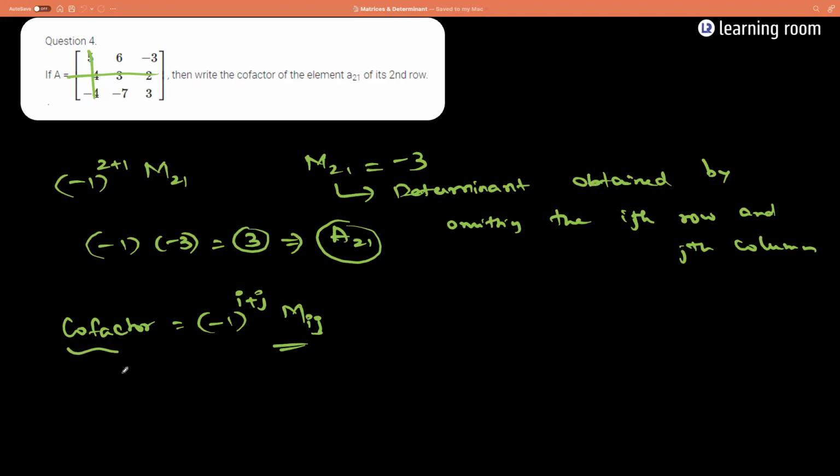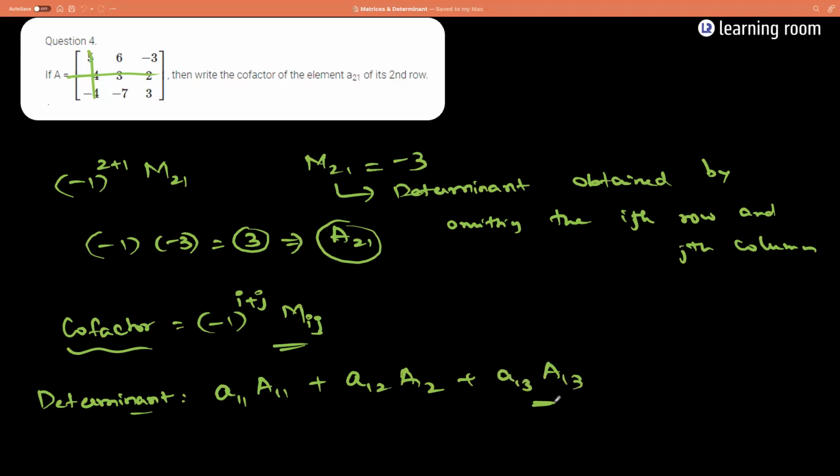So having this cofactor in mind, what is the actual definition of determinant? This can be an MCQ. This I have explained in class. So what is determinant? Determinant is basically the sum of elements of any row multiplied with its corresponding cofactors and added. That is the sum of the product of elements and its corresponding cofactors. So a11 into A11 plus a12 into A12 plus a13 into A13.